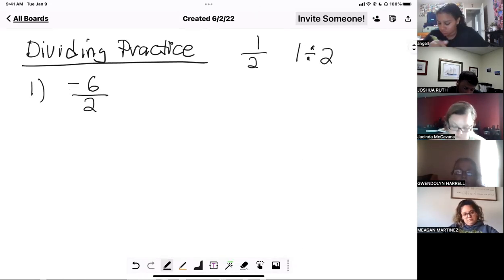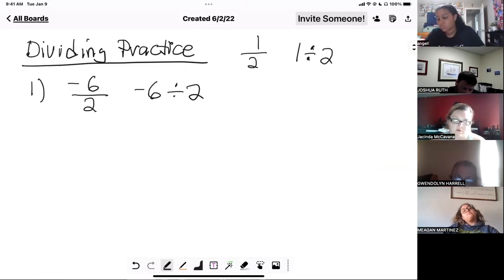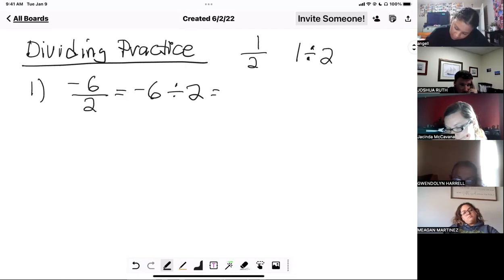Okay, so I can think of this as negative 6 divided by 2 as well. It's the same thing. But the answer would be 6 divided by 2 is 3. Negative divided by positive, negative wins. If it's opposite signs, so negative 3.